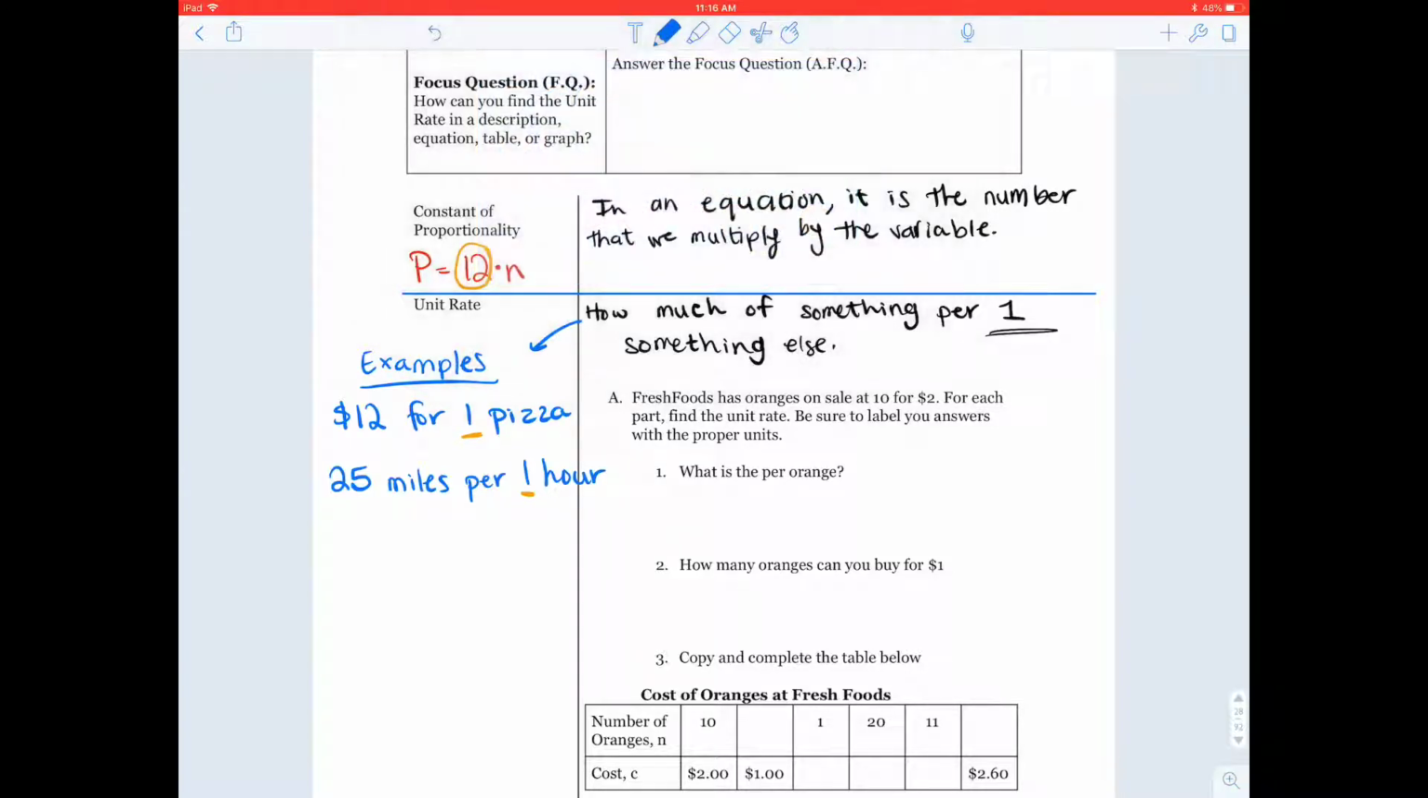If we're talking about sports, you could say 6 touchdowns per 1 quarter. That'd be good. 6 touchdowns per 1 quarter. Our 1 is right there. These are all examples of unit rates. This 1 is super important. I will say it however many times you need me to say it, but that is what a unit rate is. So with that, let's take a look at this problem here.